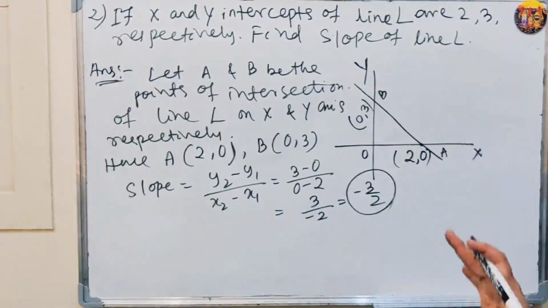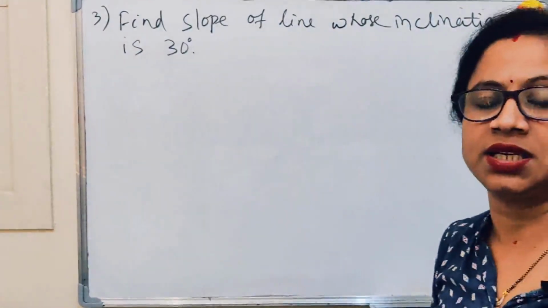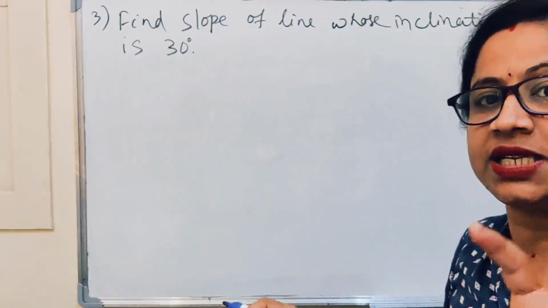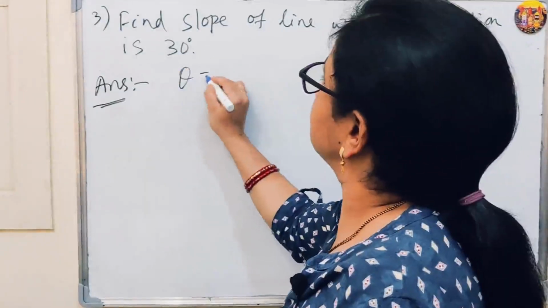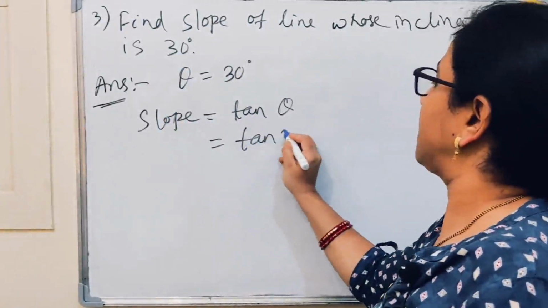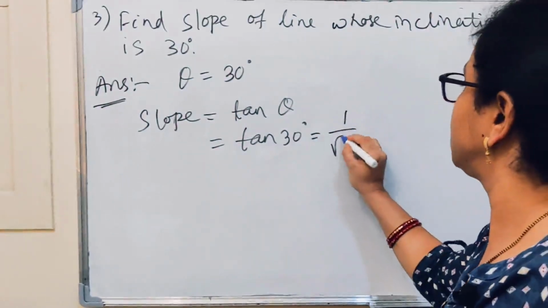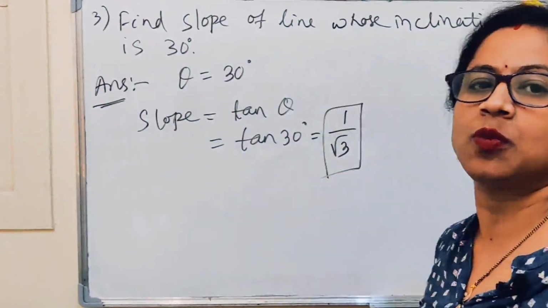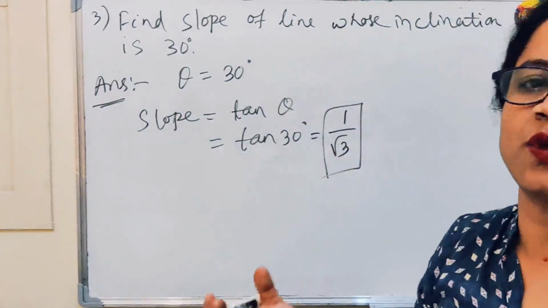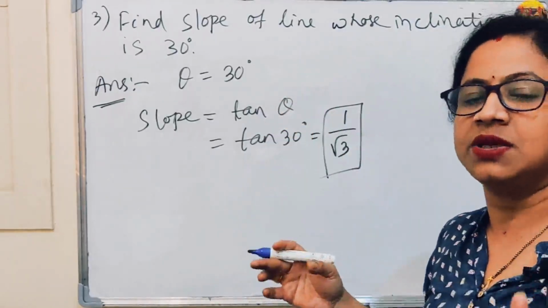Now coming to the third question. Find the slope of line whose inclination is 30 degrees. Here the coordinates are not given. Theta is given. I have already told you inclination means theta. So theta is equal to 30 degrees. Slope will be tan theta, that will be tan 30 degrees. The value of tan 30 degrees is 1 upon under root 3. So this is the slope of the line. Same, the fourth question is to find the slope of line whose inclination is 45 degrees. So here we need to calculate tan 45. The answer will be 1, means the slope is 1.